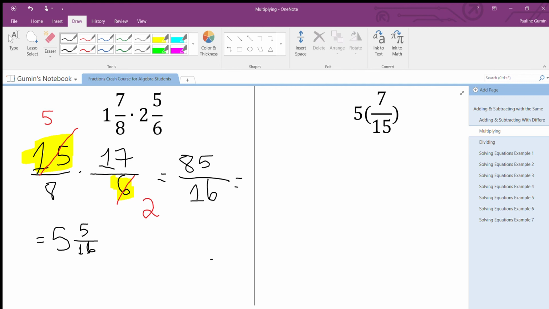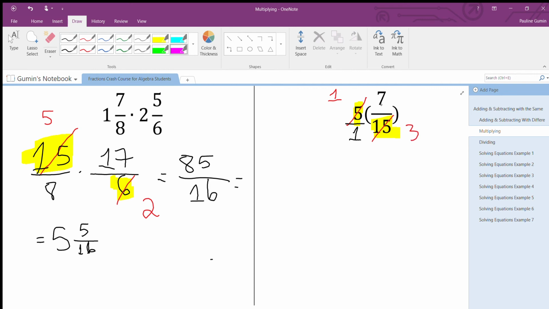You see that 5? It's a whole number, but every whole number can be written as a fraction. So I'm writing it as 5 over 1. Okay, let's see if we can reduce anything. Can I reduce this 5 with the 1 or 15? Oh, why yes, I can reduce it with the 15. I can divide both of them by 5. The 5 becomes a 1, 15 becomes a 3.